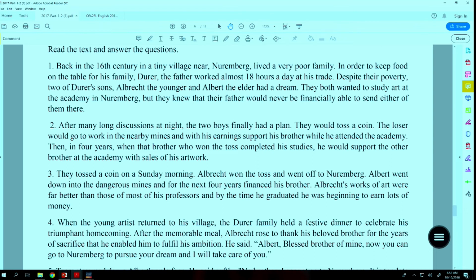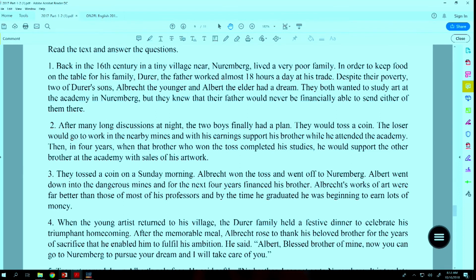In order to keep food on the table, that means, ඒ කියන්නේ කන්න ඕන නිසා, for his family, Durer, right? That is the name of the father. Durer, the father, worked almost 18 hours a day at his trade. දවසකට පැය 18ක් වැඩ කරා. Despite their poverty. Poverty means දුප්පත්කම. 2 of Durer's sons.